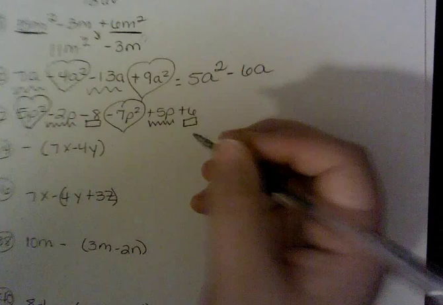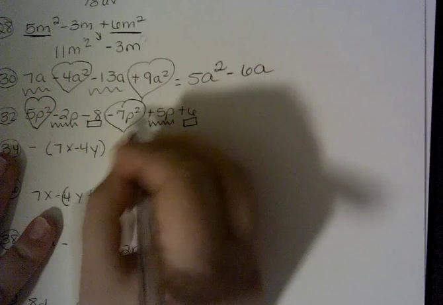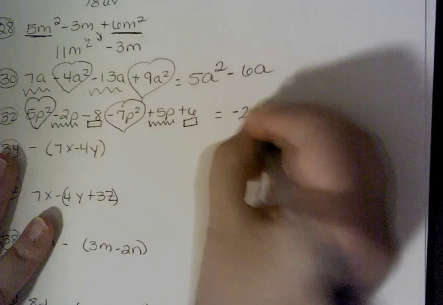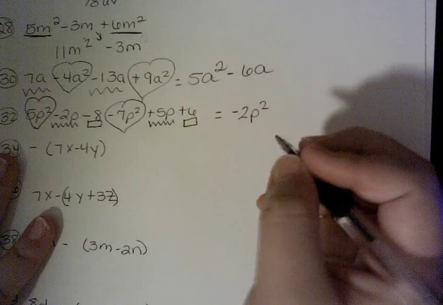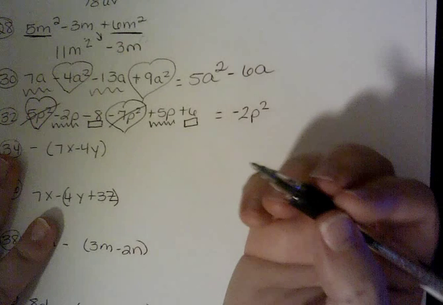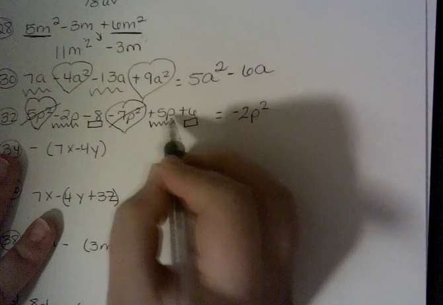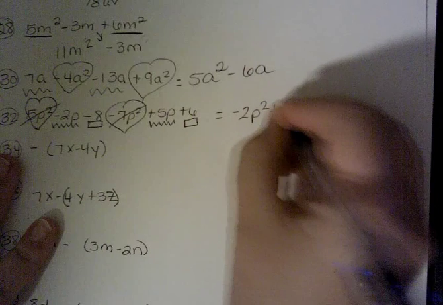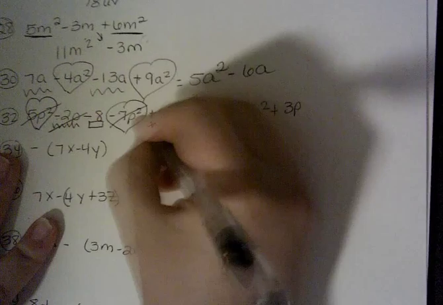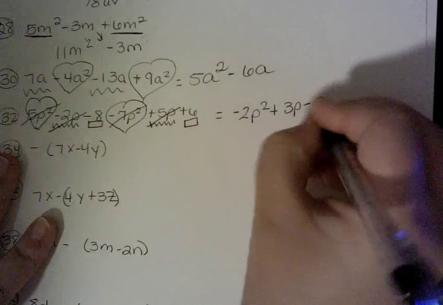So I've got 5p squared minus 7p squared. That's going to give me negative 2p squared. And you can cross these out as you go if it helps you. There's no problem with that. Then you have negative 2p plus 5p gives us 3p. Done with those. And then you have negative 8 plus 6, which is a negative 2.